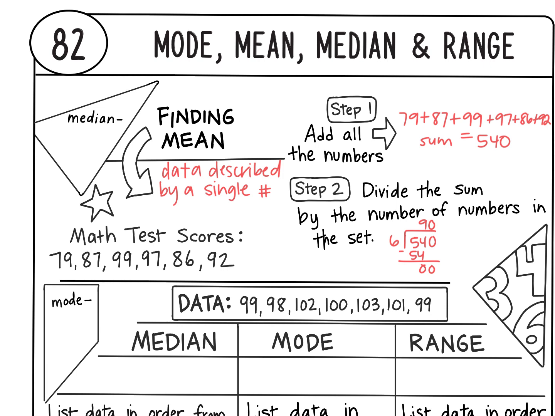So my average or my mean is 90. So that means that even though you made a 79, an 86, and an 87, because of your 99, 97, and 92, it was enough to give you an average of a 90. So your test average is an A, even though you had a couple of grades that were below an A. If you can score high, that's how averages work. That's how your grades work. Okay, so that is mean. Mean is also called the average.